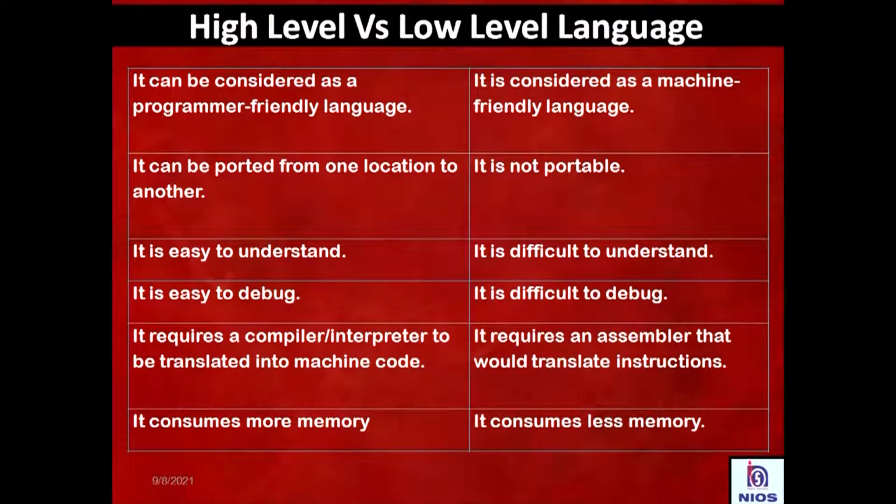High level language is easy to debug, whereas low level language is very difficult to debug. High level language requires a compiler or interpreter to translate into machine code, whereas low level language needs an assembler to translate the instructions. High level language consumes more memory, whereas low level language consumes very little memory.